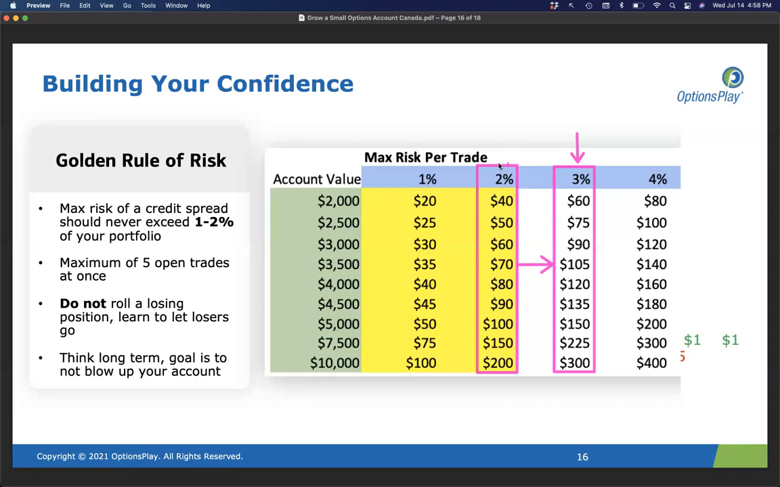So if you stick to the 2 to 3% rule, that's going to effectively force you so that even if you have 10 losing trades in a row, you still have 70 to 80% of your account intact to continue trading. But if you risk 10% of your account per trade, even if that string of 10 consecutive losses only happens once every 2 to 3 years, you're going to effectively blow up your entire account and you're not going to be able to continue trading.